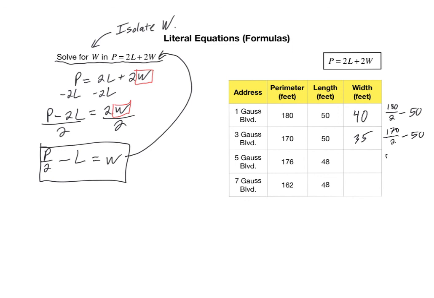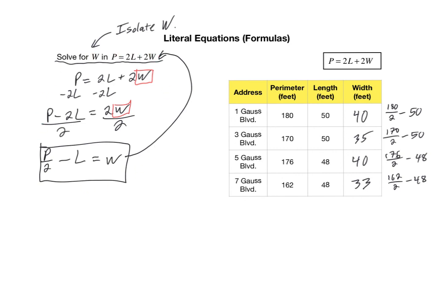The next one, we've got 176, the perimeter, divided by 2 minus its length, which is 48, which gives us 40 again. And then the next one, we've got 162 divided by 2 minus the length of 48, which gives us 33. So we get the exact same thing we got on the previous screen, but on this screen, we simply solved one equation and then just did some arithmetic. Whereas on the previous screen, we had to set up and solve 4 separate equations. This is a little bit more efficient this way. However, we need to practice with this skill right here.